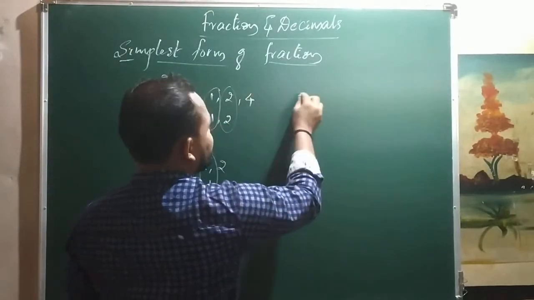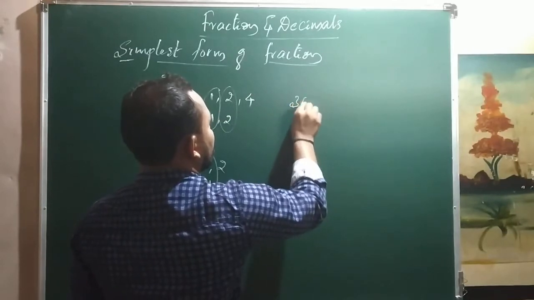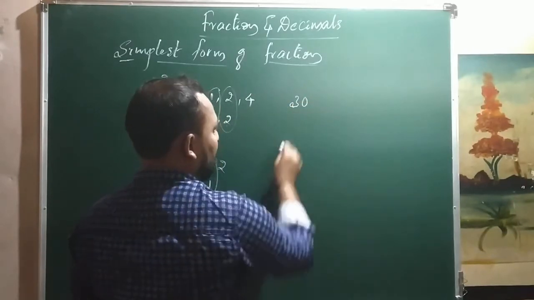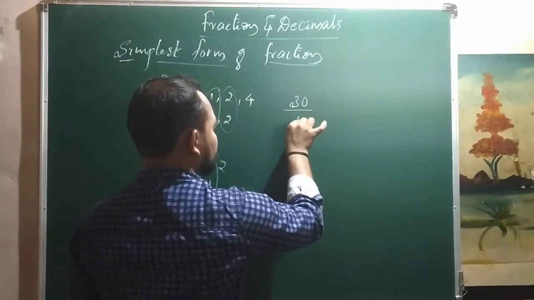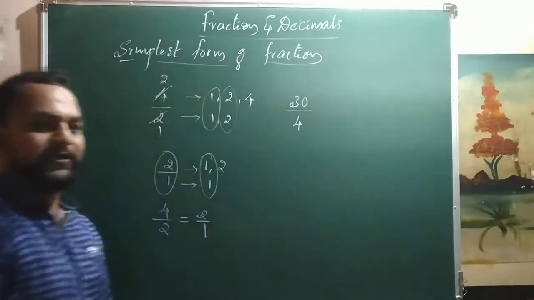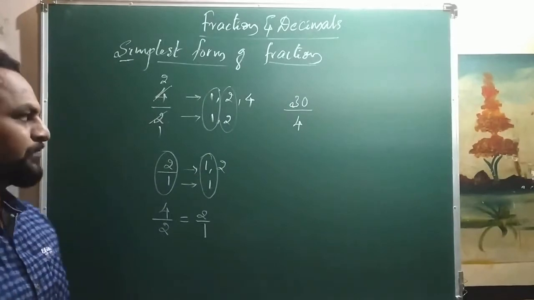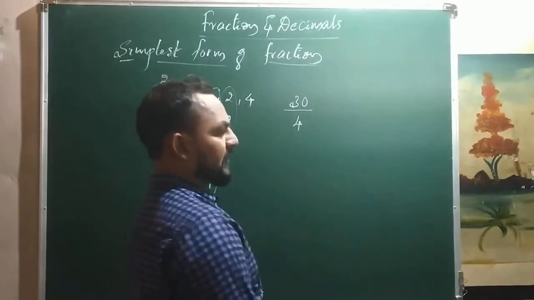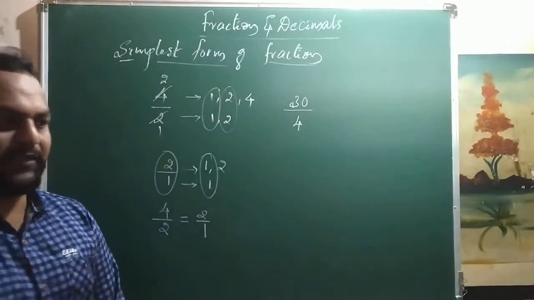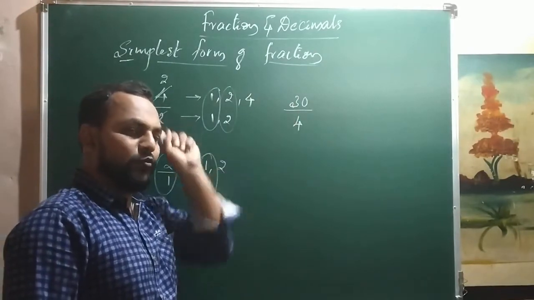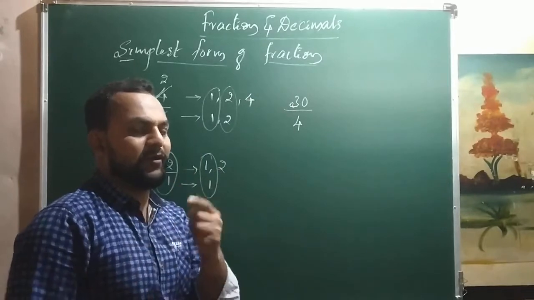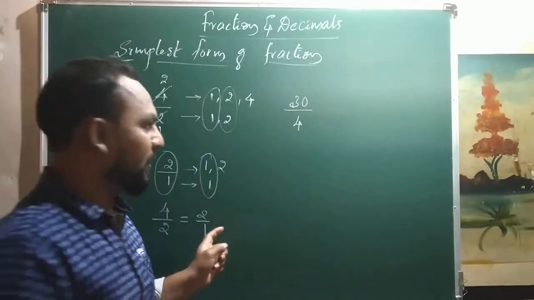Okay, take another example. Here 30 by 4. The condition for 30 by 4 is that the numerator and denominator have no common factors except 1. Except 1, there should not be any common factor.